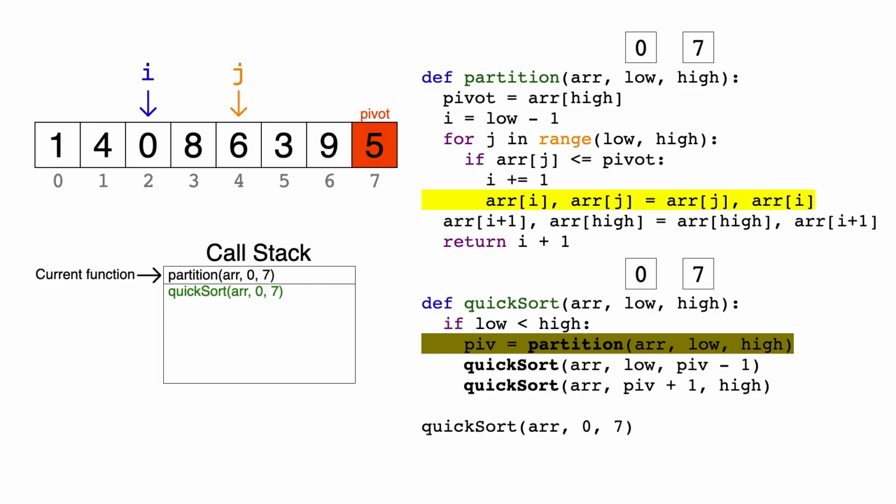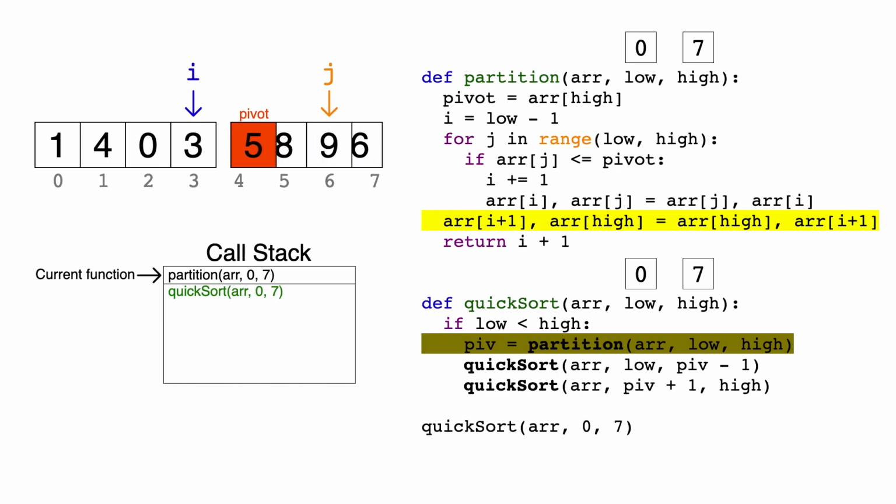Now let's finish this up. Next is 3, which is less than 5. We do the same thing by incrementing i and swapping 3 and 8. The last comparison is with 9, which is greater than 5, so we just leave it. Now we exit the loop and perform one last swap between the i plus 1th element and the pivot. i equals 3, so let's swap the element at index 4 with the pivot.